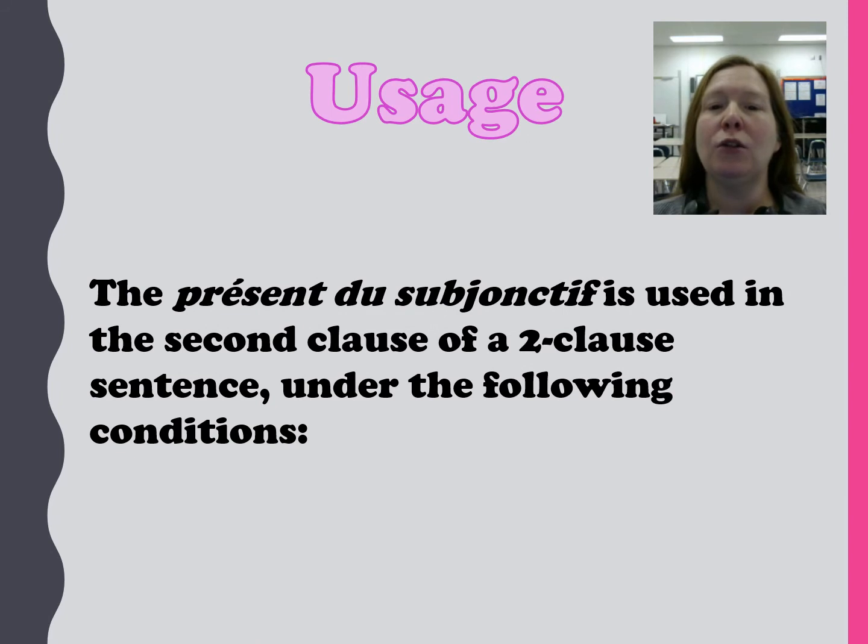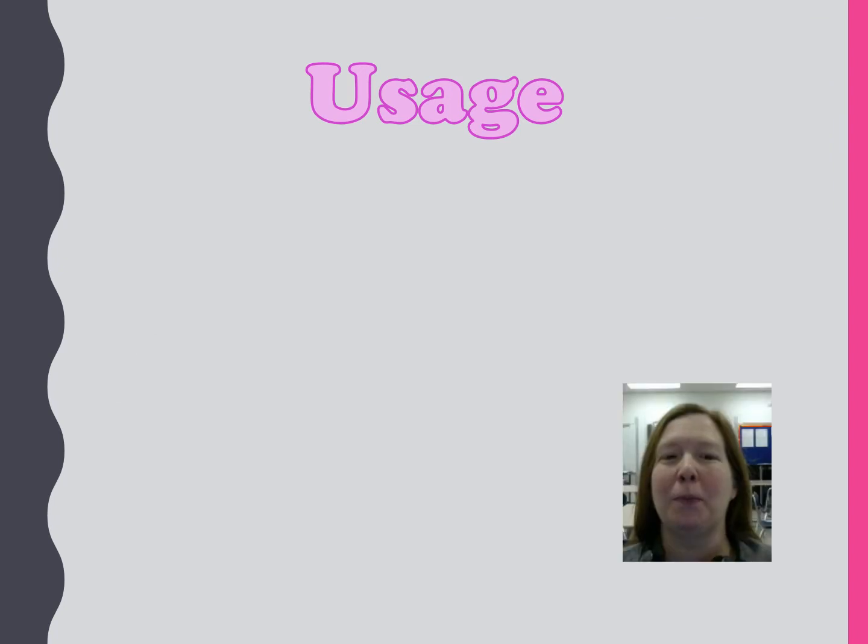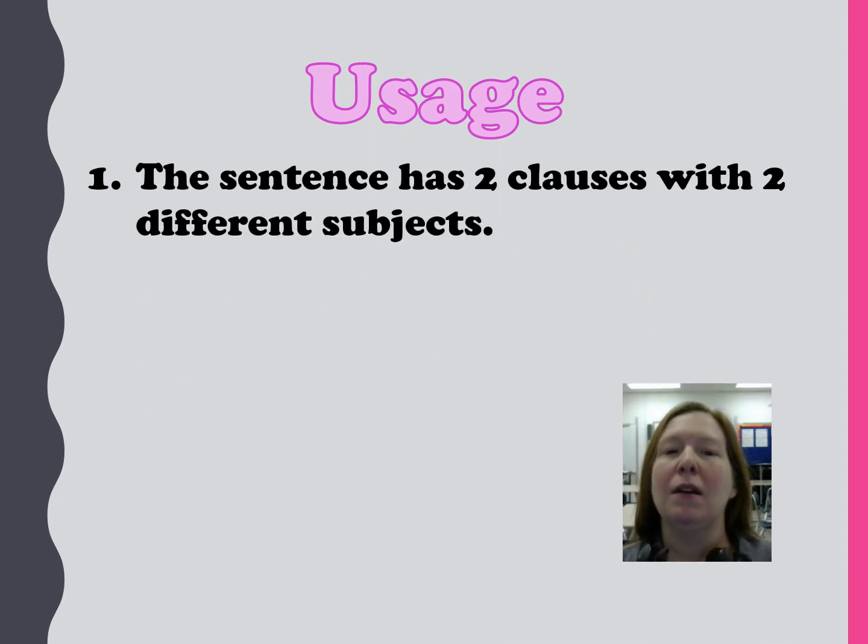Remember that the présent du subjonctif is always the second clause in a two-clause sentence. So it's always in a sentence with two clauses, and the subjonctif is always in the second clause, only in sentences that meet the following conditions. The sentence has to have two clauses, and each clause has to have two different subjects. So, for example, if je is in the first clause, then I can't use je in the second clause. It has to be a different subject.